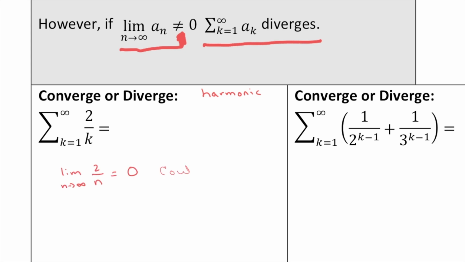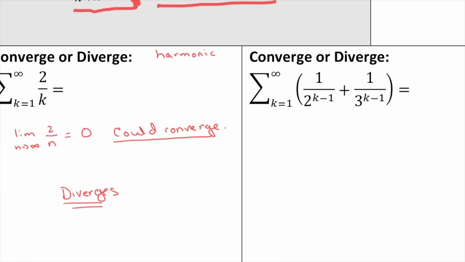So it could converge, but we don't really know with the information we have. But I'm going to let you in on a little secret. This one will diverge. It always diverges. It's called the harmonic series, and we're going to prove that it diverges later.